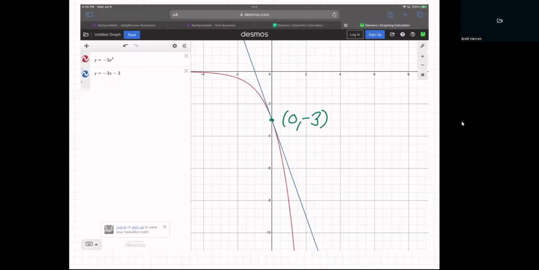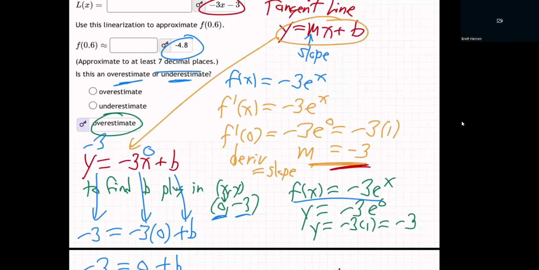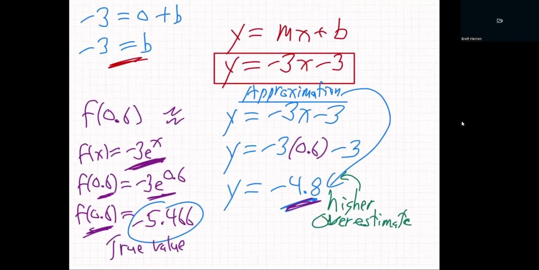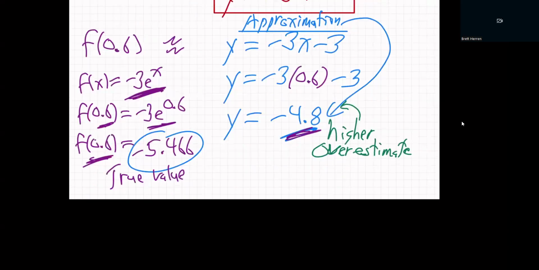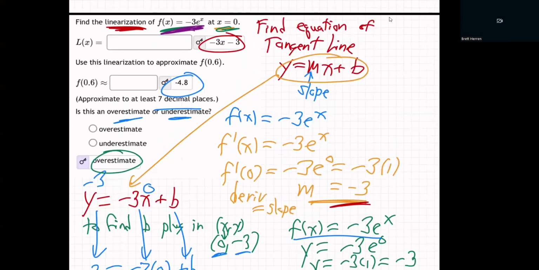And so the answer is overestimate. See it on the graph? We're at 0.6. So here's one, two, three, four. You can see 0.6 would be just past this line. So you go down to the curve right there. See how the blue line is higher than the red line at 0.6? So the estimate is higher. It's an overestimate compared to the red line. This is a higher number, minus 4.8. The other one's minus 5.466. And so there we go.